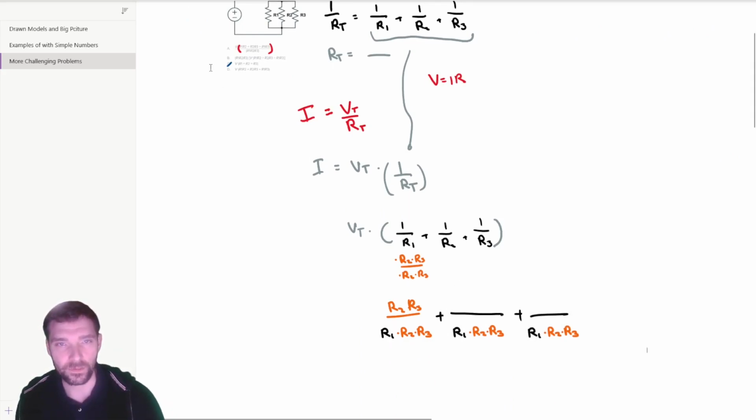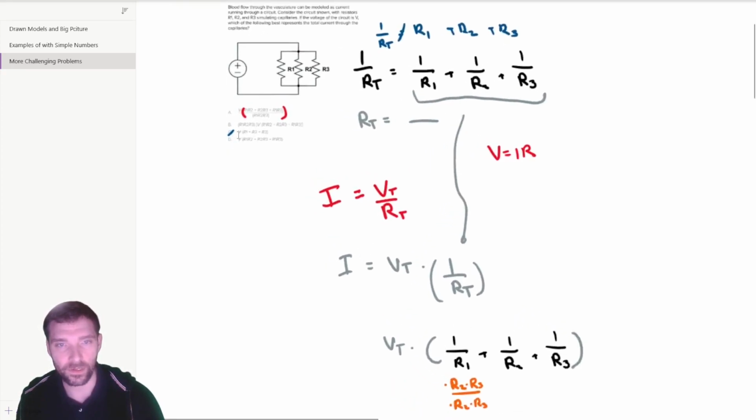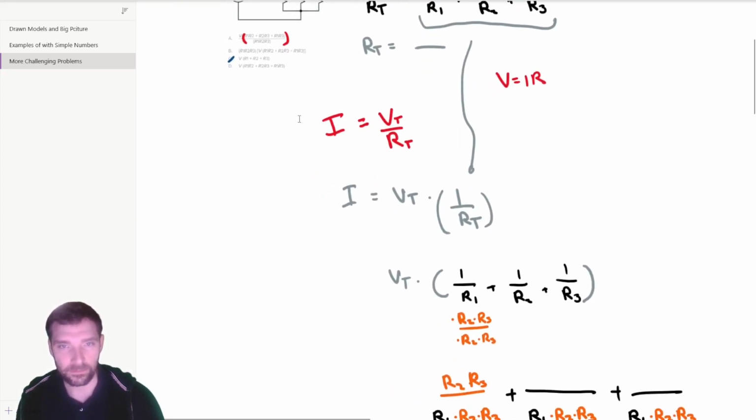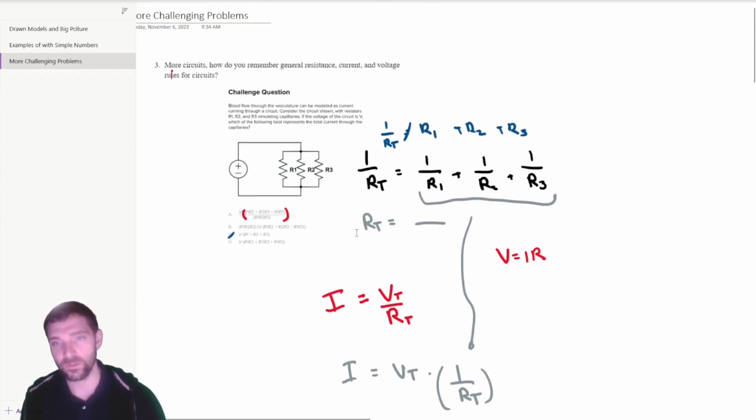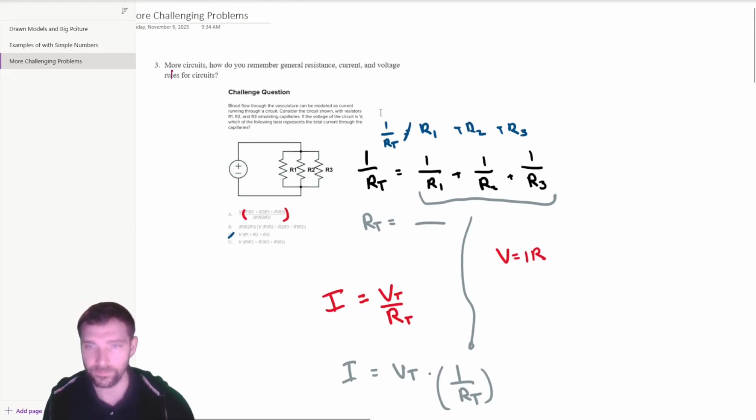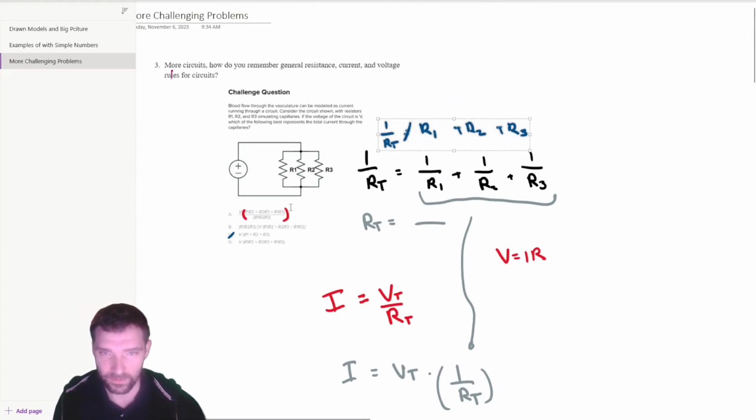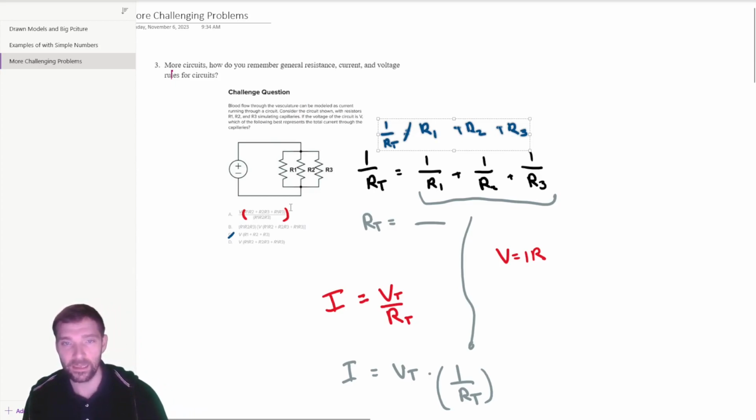There was some confusion thinking that C was correct, but this is actually VT times 1 over R1, not actually R1 plus R2 plus R3. So if you use the wrong relationship here, then you might substitute things in incorrectly. And so you want to be careful about that.